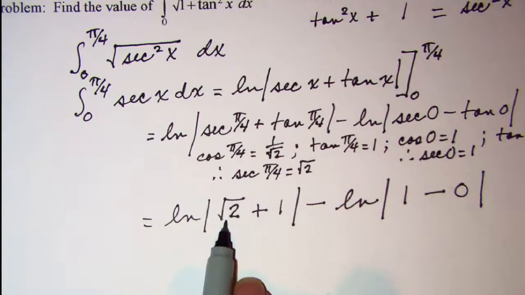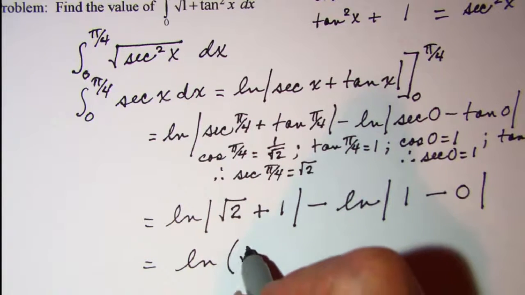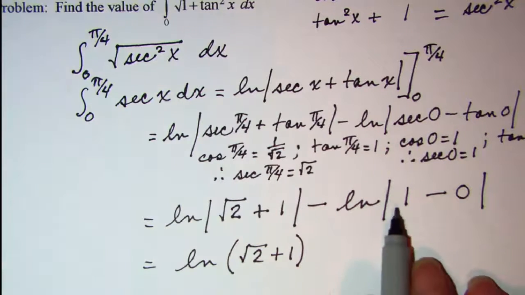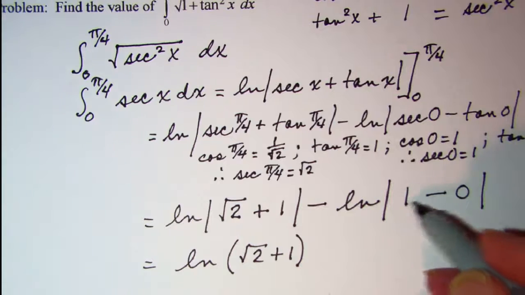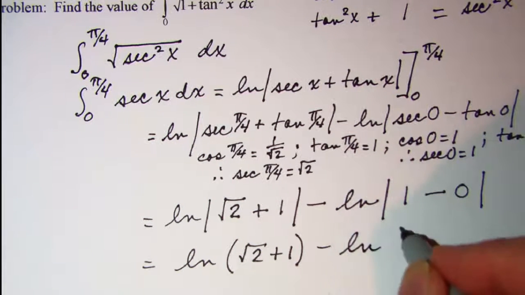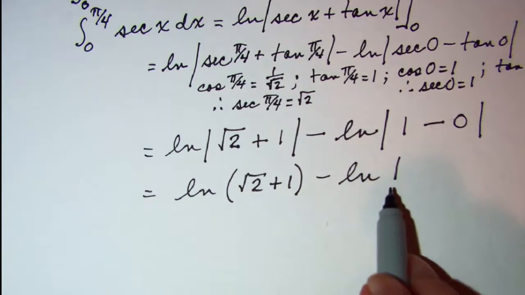And this is always positive, so I really don't need my absolute value on that. So this is ln of root 2 plus 1. This is the ln of absolute value of 1, so the ln of 1. And we know that this is 0.